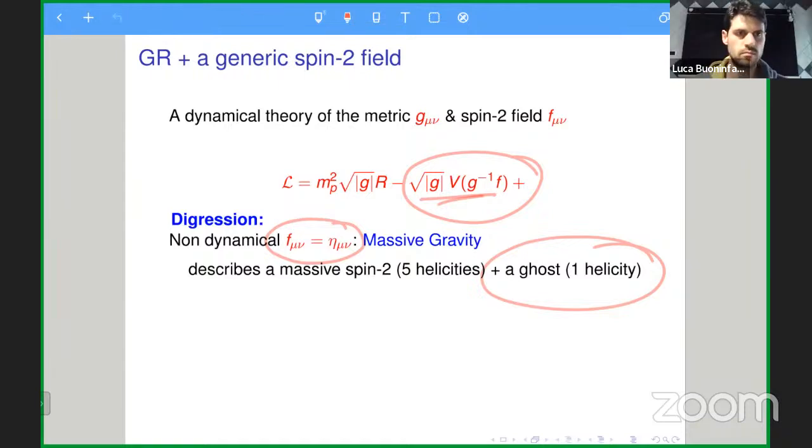So this is not a general covariant theory, exactly. So this is one of the shortcomings of this theory. It requires a God-given F mu nu metric, and it's not general. It doesn't have general covariance.